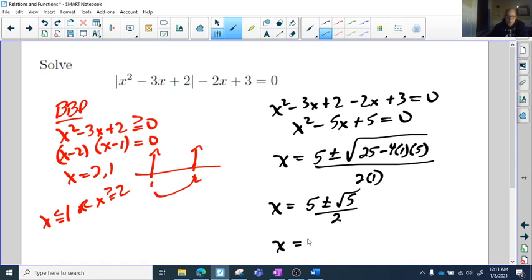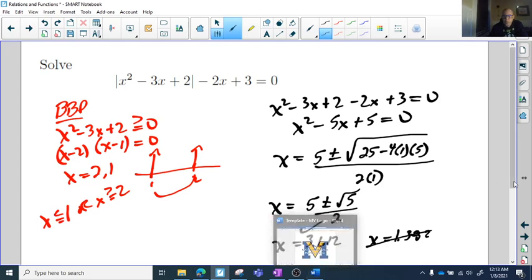X equals, give me a second here, I'll calculate these. Okay, so I just did those calculations. I got these two numbers. Hopefully I did it right this time. So 3.612 is more than or equal to 2, so that one's good. 1.382 is not more than 2, and it's not less than or equal to 1. That one gets thrown out.